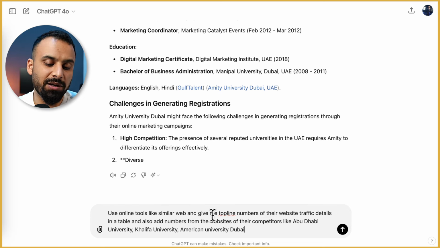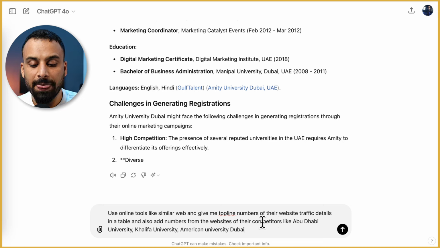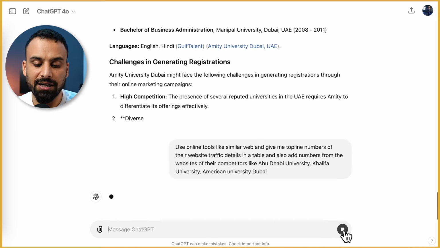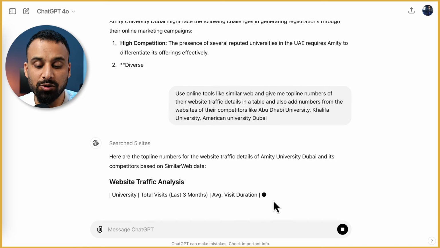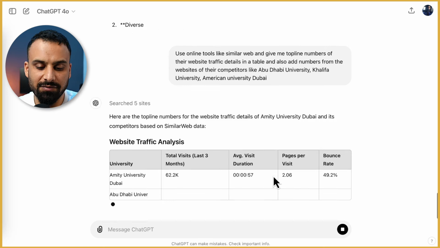This is my follow-up message prompt. Use online tools like SimilarWeb and give me the top line numbers of their website traffic details in a table, and also add numbers from the websites of their competitors like Abu Dhabi University, Khalifa University, American University Dubai, etc. Just to get an idea. This will give me an idea like where do they stand. So if I have to talk about their website or stuff, so okay.